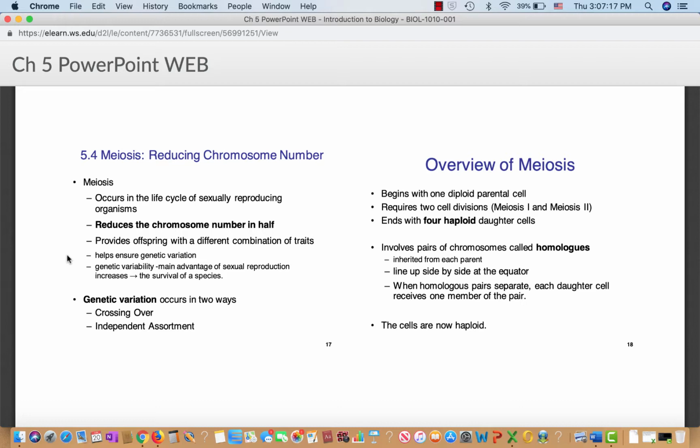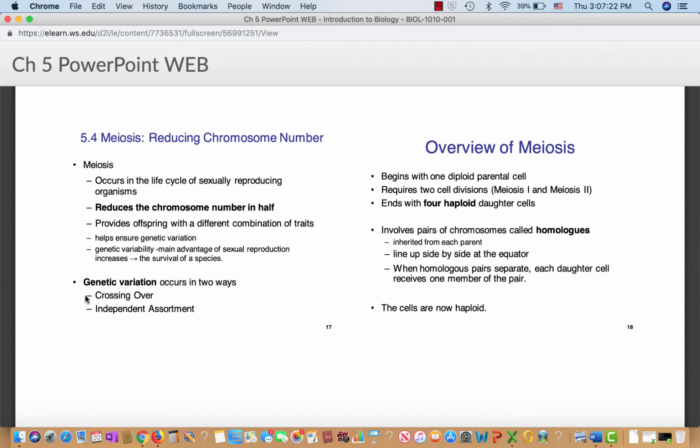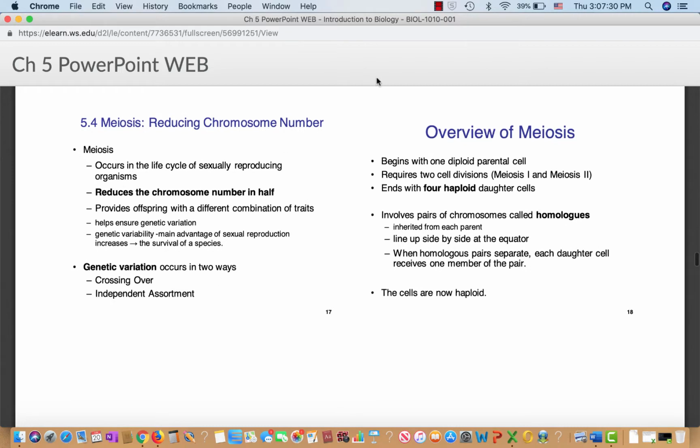But that aside, this genetic variation is produced in two ways: crossing over and independent assortment, and we'll get into those in a little more detail as we go through here. But meiosis begins with one diploid parent cell, and it requires two cell divisions, meiosis 1 and meiosis 2, which results in 4 haploid daughter cells. The thing to keep in mind here is that meiosis 1 is essentially identical to mitosis. It is really meiosis 2 where things get changed up a bit.